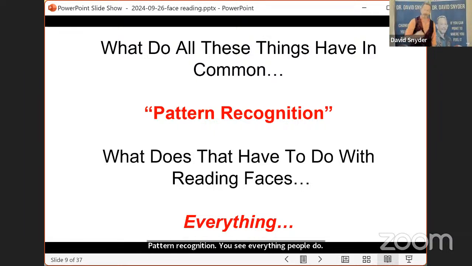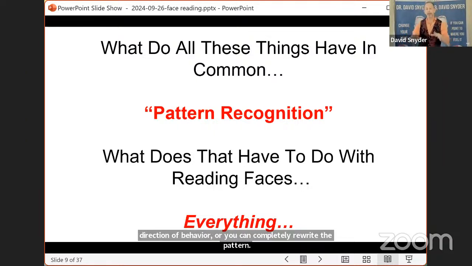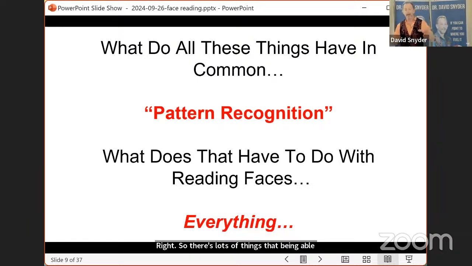You see, everything people do has a structure to it. Everything people think and feel, every emotion that they manage, has a structure and a mechanic to it. And if you have the eyes to see and the ears to hear, you can recognize those patterns and predict what's most likely to happen. You can interrupt those patterns and change the direction of behavior, or you can completely rewrite the pattern.